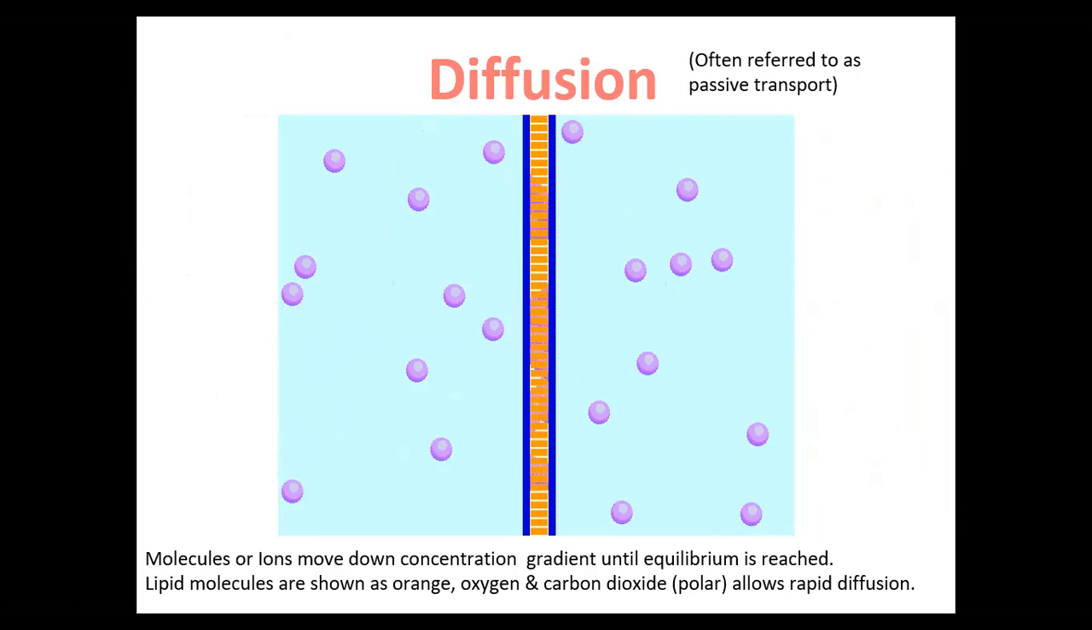Lipid molecules in this image are shown as orange. Oxygen and carbon dioxide are non-polar, so that allows rapid diffusion. So basically, diffusion is a net movement of particles from a region of high concentration to a region of low concentration. And that key word again is net. Net meaning particles move in all directions. Net is that overall movement. And I think about Brownian motion. Obviously, we're not always talking about gases, but it's that idea that it moves around randomly. And this continues until equilibrium. So that is diffusion.